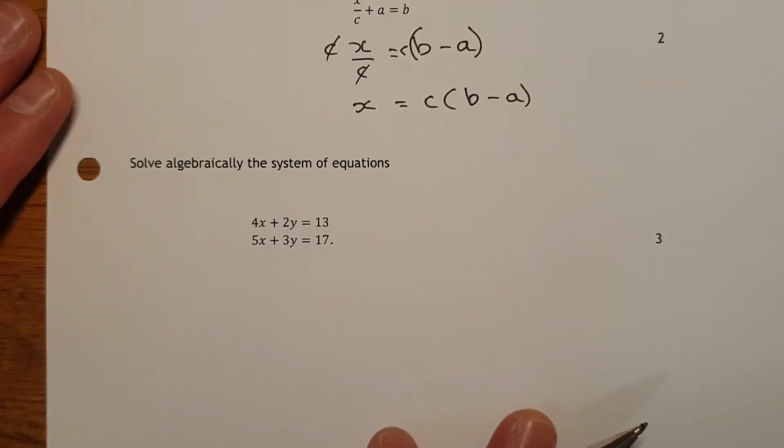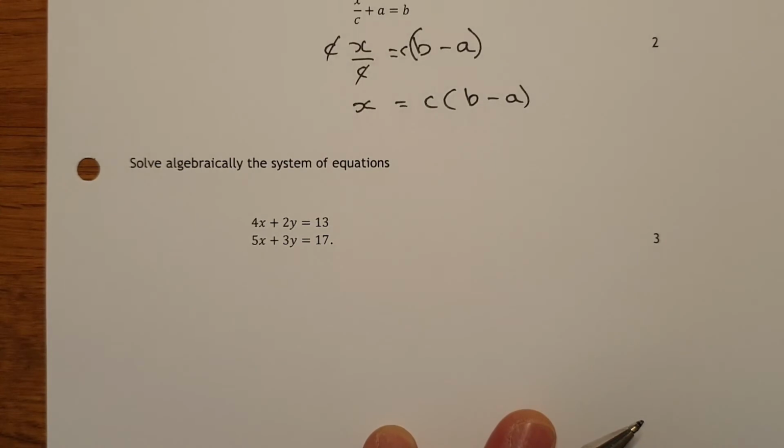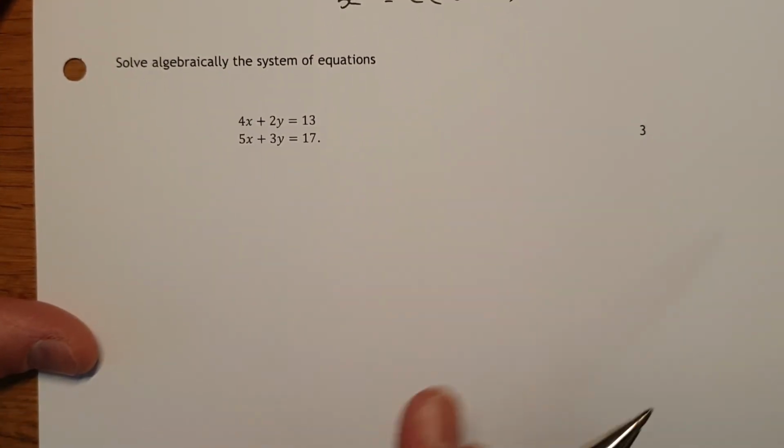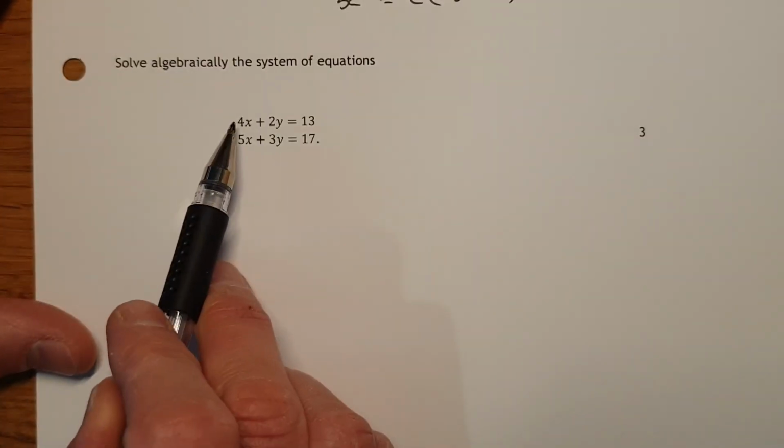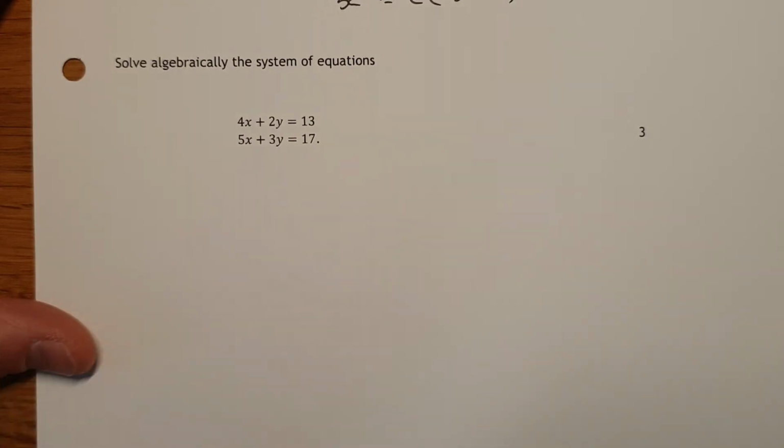Then question 4, we've got to solve algebraically the system of equations. So we're going to use simultaneous equations. We've got 4x's and 5x's, 2y and 3y, so we need to have either the same number of x's or the same number of y's.